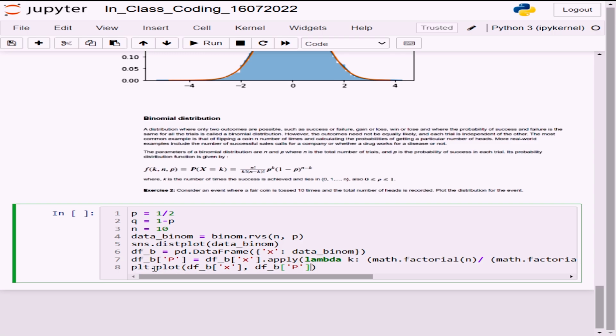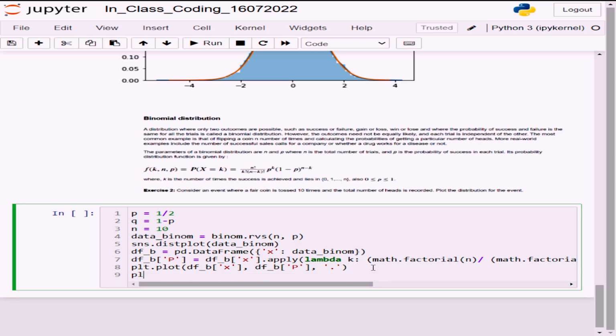Okay, and let me say I want to plot. Let's see whether this works. If it does not work, I'll change this later. All right, so plt.show.